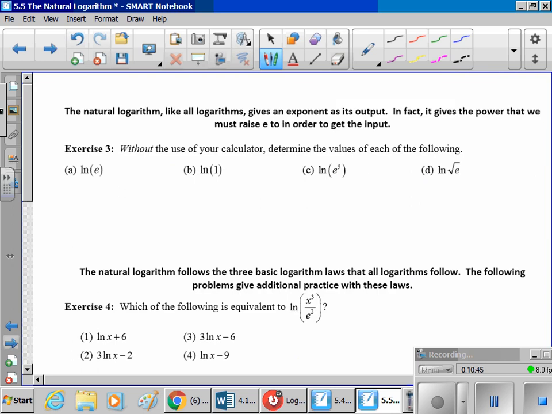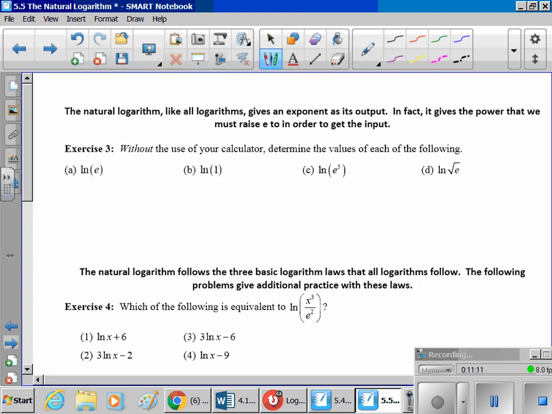So the natural logarithm, like all logarithms, gives the exponent as its output. In fact, it gives the power that we must raise e to in order to get the input. So without using your calculator, determine the values of each of the following. So ln of e. So let's just start. Not that you need to do this, but I always feel like it's important to translate just to see what's happening.